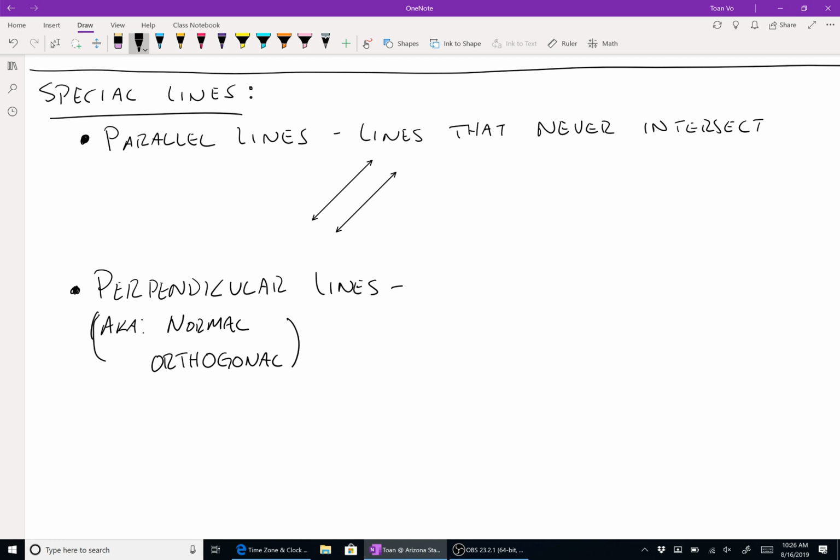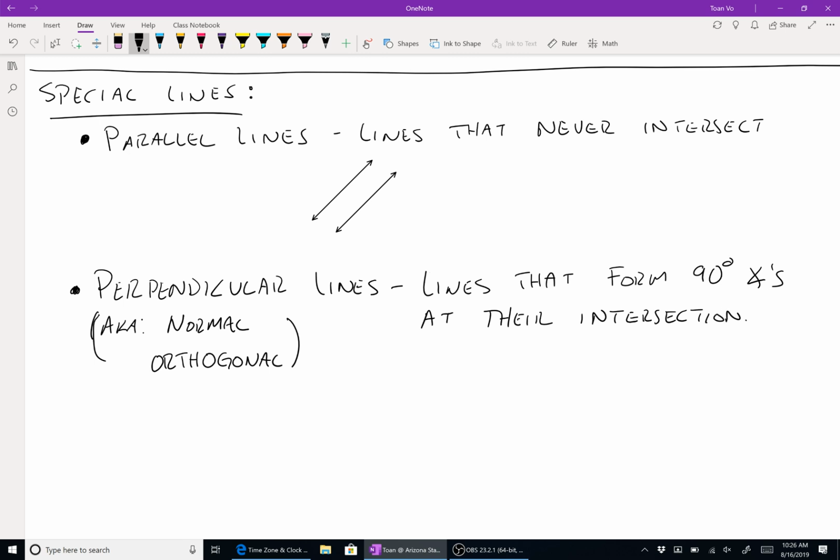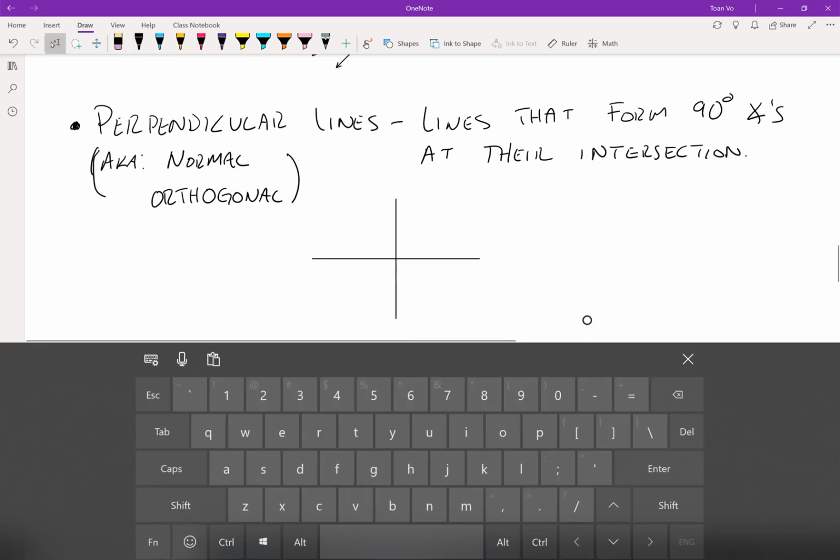But the geometry definition: perpendicular lines are lines that form 90-degree angles at their intersection. That's the definition of perpendicular lines. They have to be a perfect T. It has to make a perfect 90 degrees. If you're at 89 degrees, sorry, you're not perpendicular. So there's an example of two perpendicular lines.